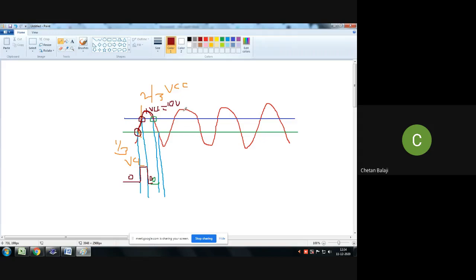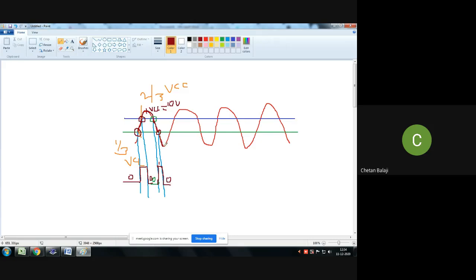Once the input comes below this, output will again go to 1. So input passes this level and again comes back to this level. Till that point, output will be 1. Once our input crosses that point, again your output will go to 0.